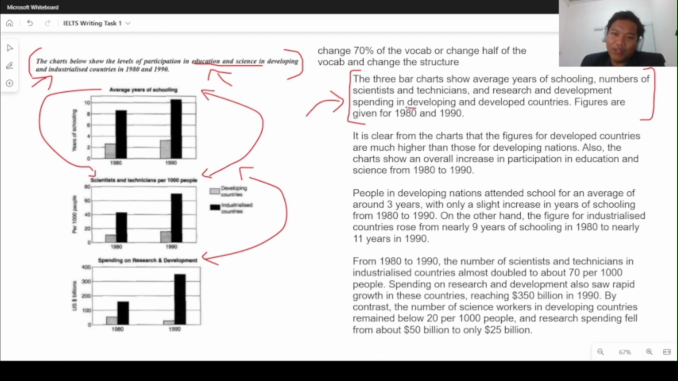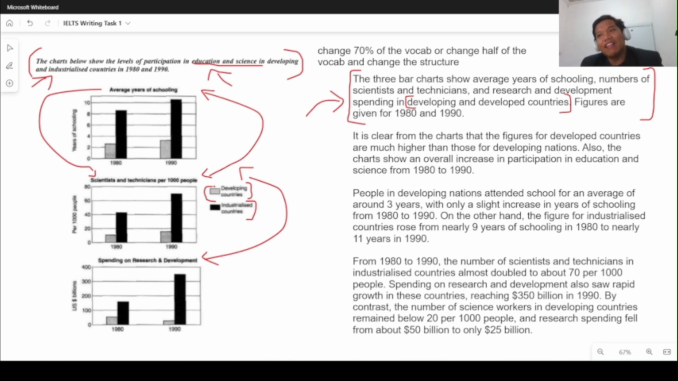The person also mentioned developing and developed countries instead of developing and industrialized countries, right? So yes, that person did not change developing countries. And a lot of times, I guarantee you, you will come across that situation where it might be quite difficult to change certain words on the spot, right? Especially if you're not that knowledgeable in your terminologies, right?